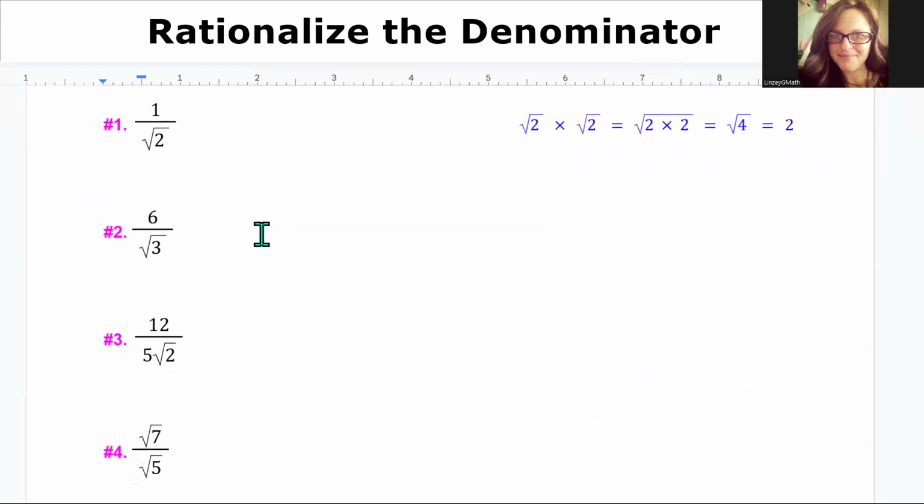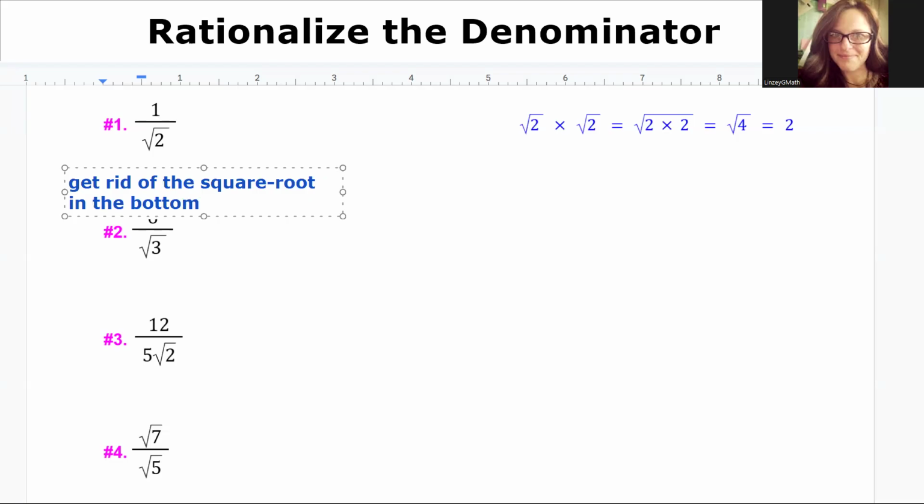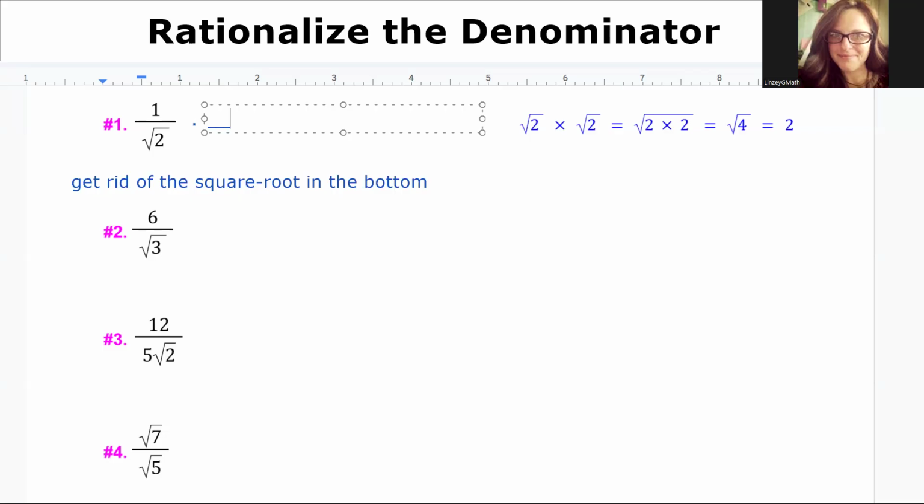Taking a look at the first 4 problems, rationalizing the denominator. To rationalize the denominator, our goal is to get rid of the square root in the bottom of the fraction. Mathematicians do not like square roots in the denominator. So to do that, we're going to multiply the top and the bottom of this fraction by the square root of 2. And you're going to see that this will eliminate the square root in the bottom.